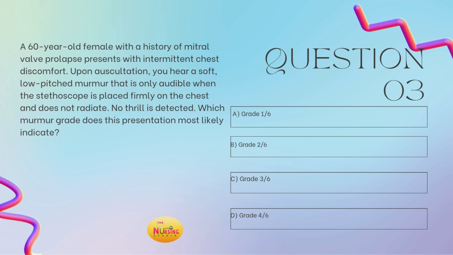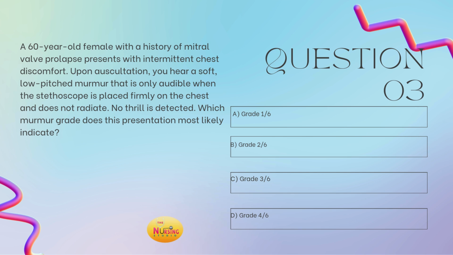All right, stem of the question: which murmur grade does this presentation most likely indicate? Let's run it back again. It's a 60-year-old female, history of MVP, intermittent chest discomfort, but while auscultating, you hear a soft, low-pitched murmur that is only audible when the stethoscope is placed firmly on the chest. There's no thrill, and it does not radiate.